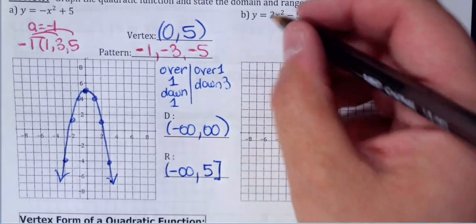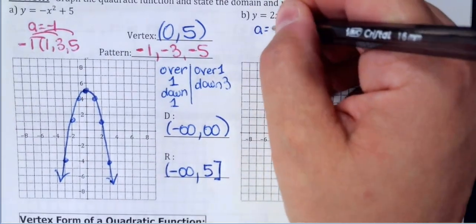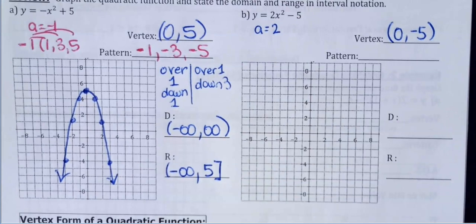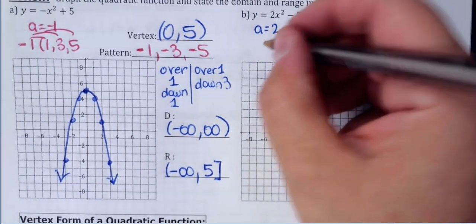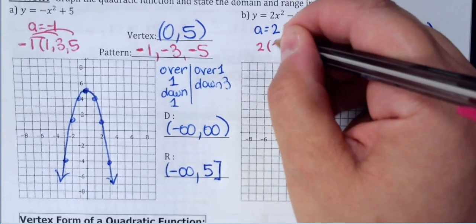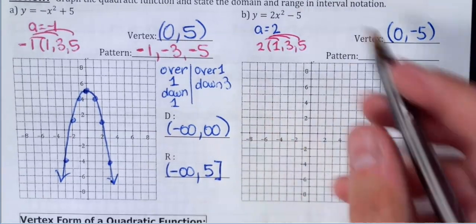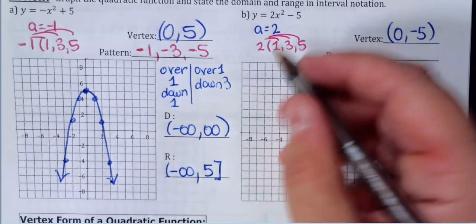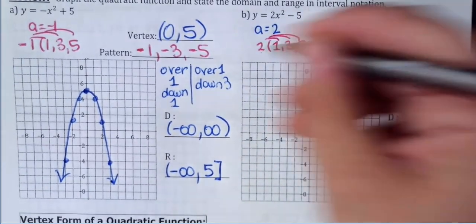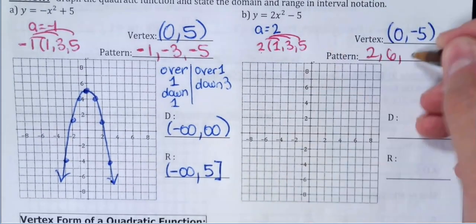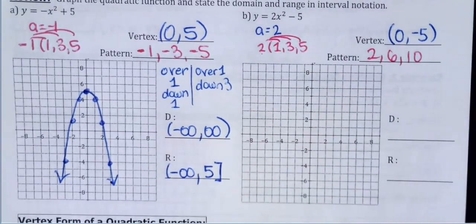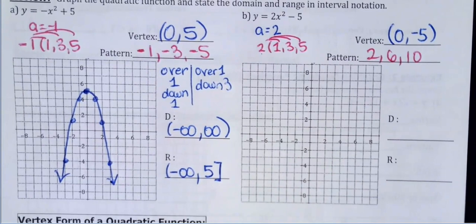Now, the pattern here, your a values, whatever's in front of x squared, that'll affect your pattern. So this is going to be 2. If you have something other than 1, just go ahead and multiply that by the 1, 3, 5, and that'll give you the pattern for the graph you're looking at. So 2 times 1 would be 2, 2 times 3 is 6, and 2 times 5 is 10. We won't be able to get all the pieces of that pattern on this graph, but we can at least get the first 2 steps.